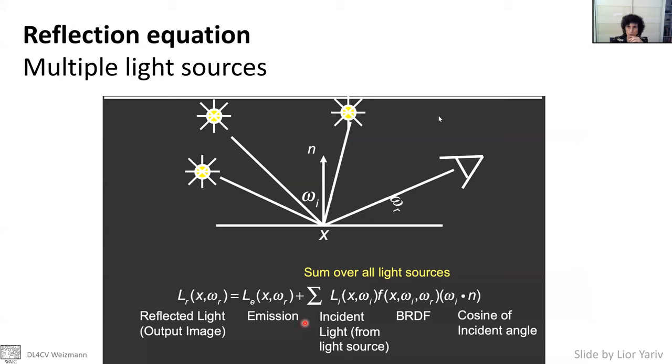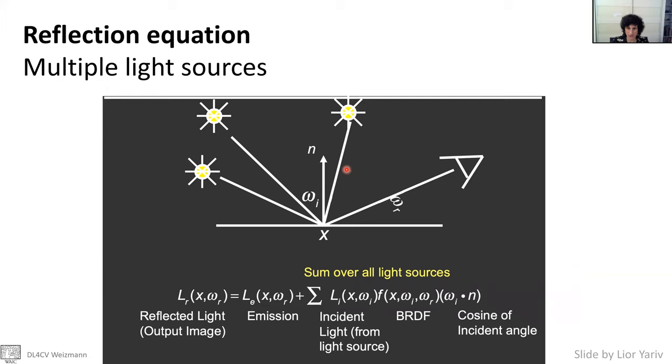Now I'm going to recap everything in an equation called the reflection equation, that takes into account a bunch of multiple light sources, not just one, and says what is the reflected light that we are going to get.